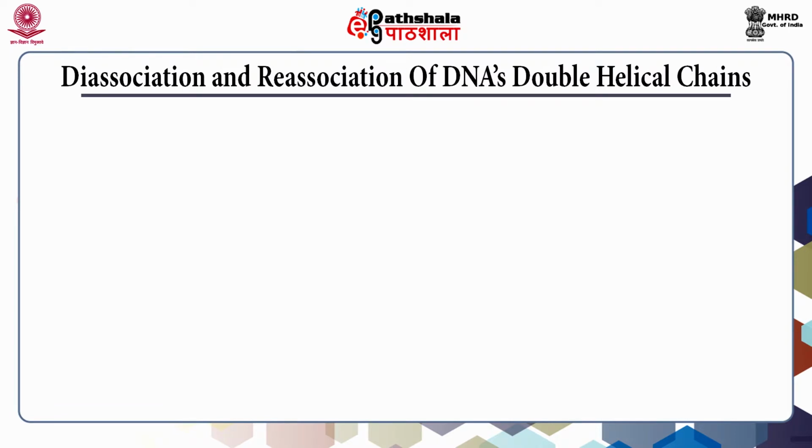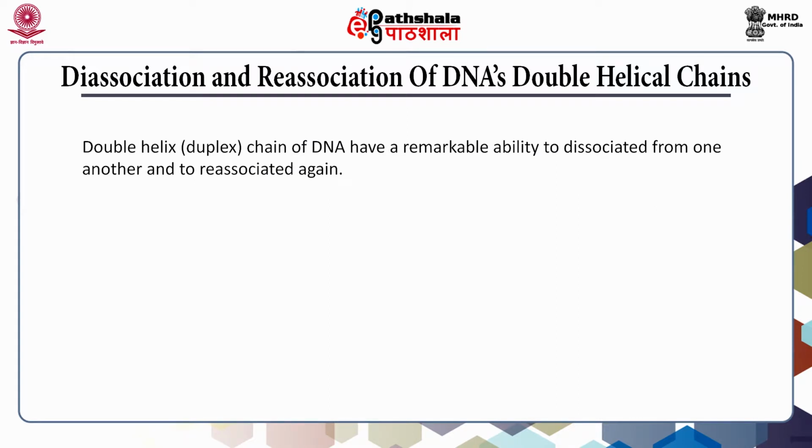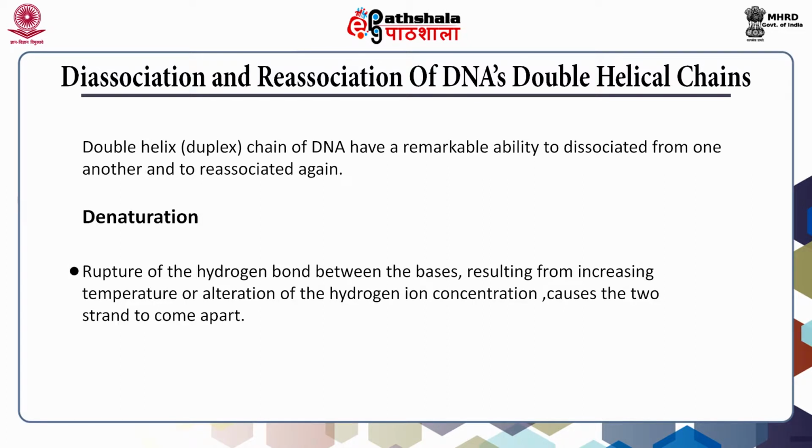Dissociation and reassociation of DNA's double helical chains. The double helix duplex chains of the DNA have a remarkable ability to dissociate from one another and reassociate once again. This behavior is essential to the process of replication and transcription. Denaturation, the rupture of the hydrogen bonds between the bases resulting from increasing temperature or alteration of the hydrogen ion concentration, causes the two strands to come apart.